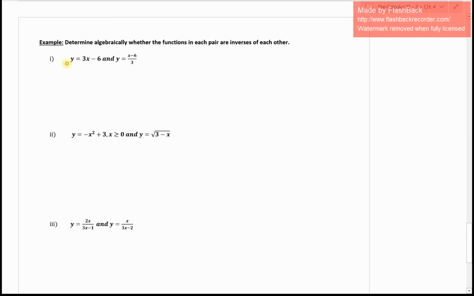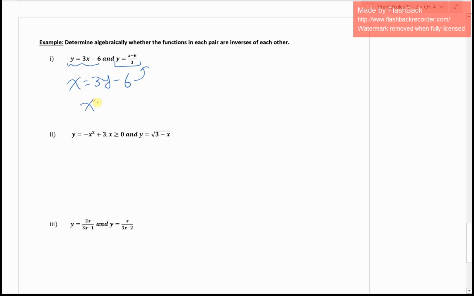So we want to see if this is the inverse of that. Well, I guess all we need to do is to try to find the inverse of that. So we go x is equal to 3y minus 6, and see if once we solve for y, it becomes that. This is the inverse of the original function because we switch x and y. And now we want to solve for y.